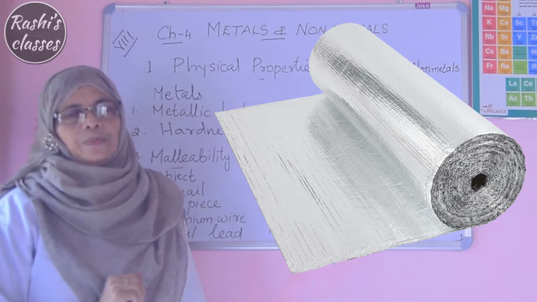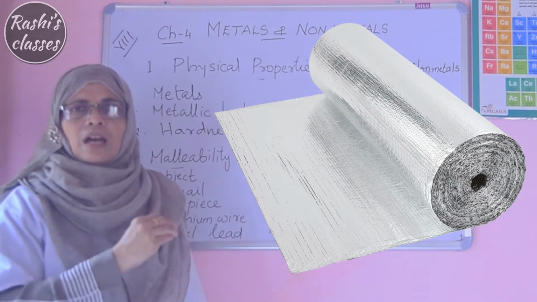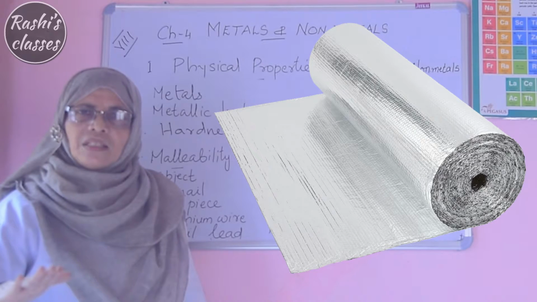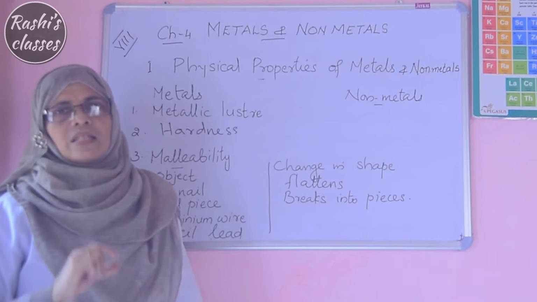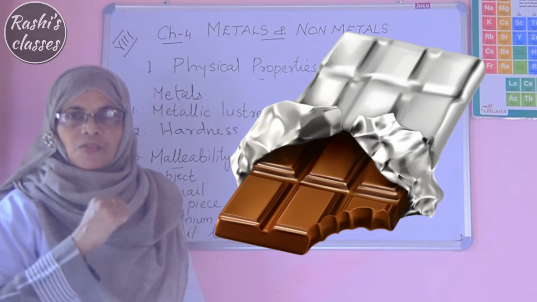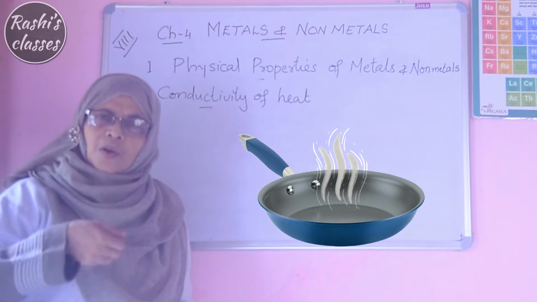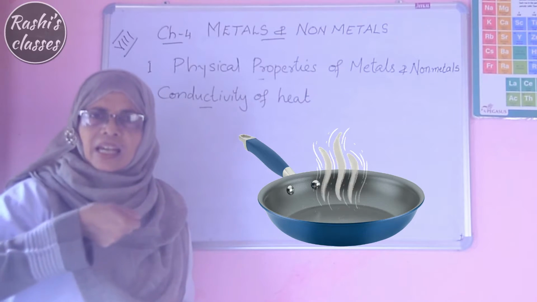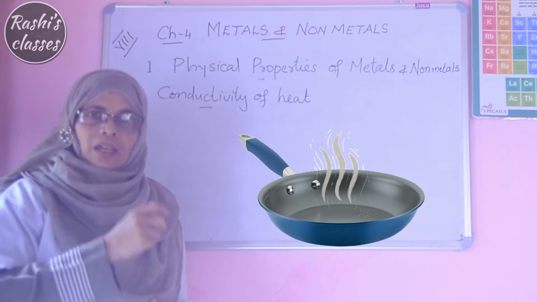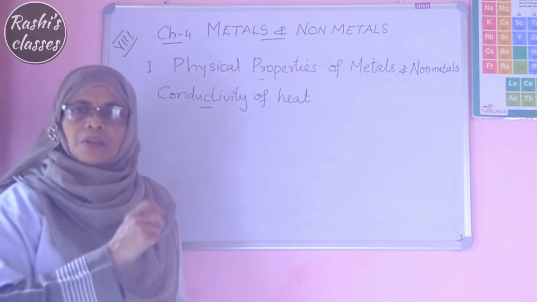Aluminium foil, you know, we are using it for wrapping things. This is because aluminium can be beaten into very thin sheets. And some chocolate covers are also made of silver foils. Next is conductivity of heat. Can you hold a metallic pan with a metallic handle? We feel hot, no? We use plastic or wooden handles. Otherwise, we will get hurt.